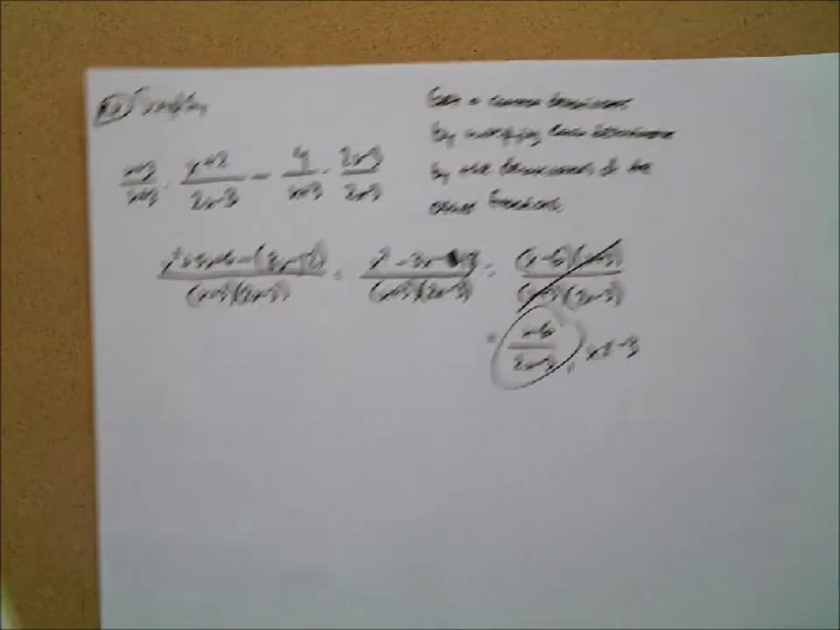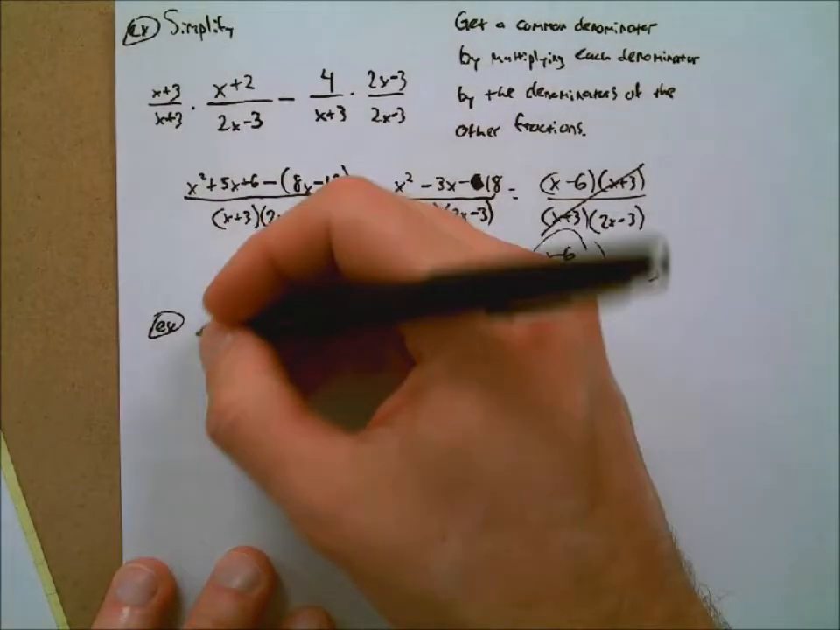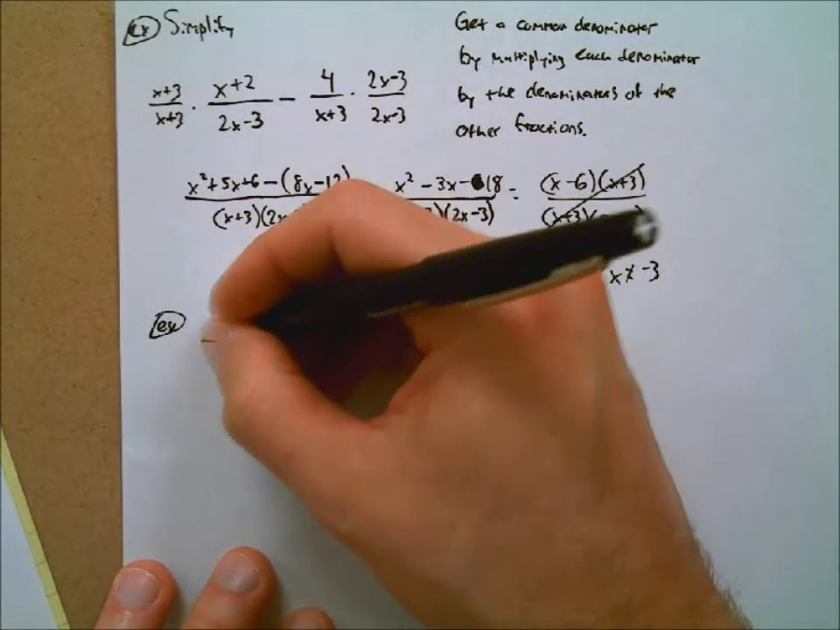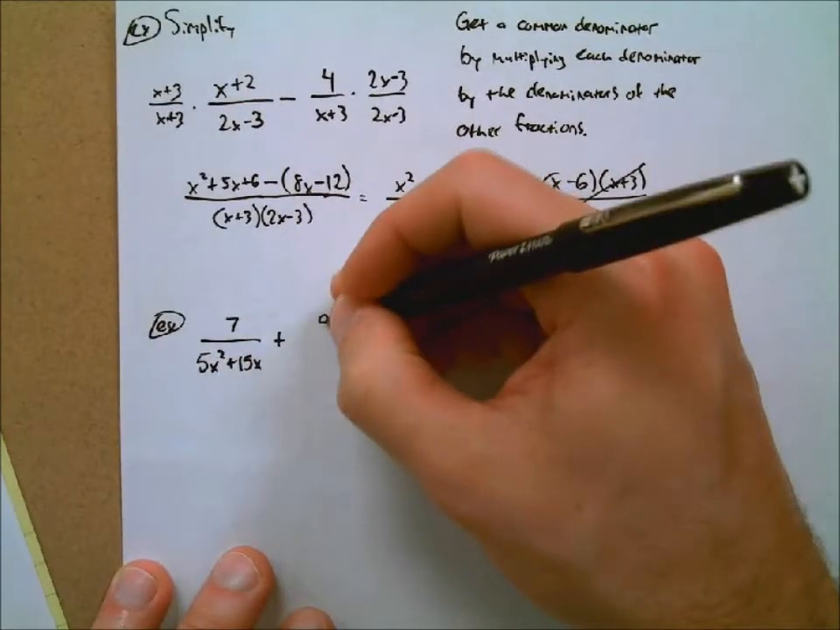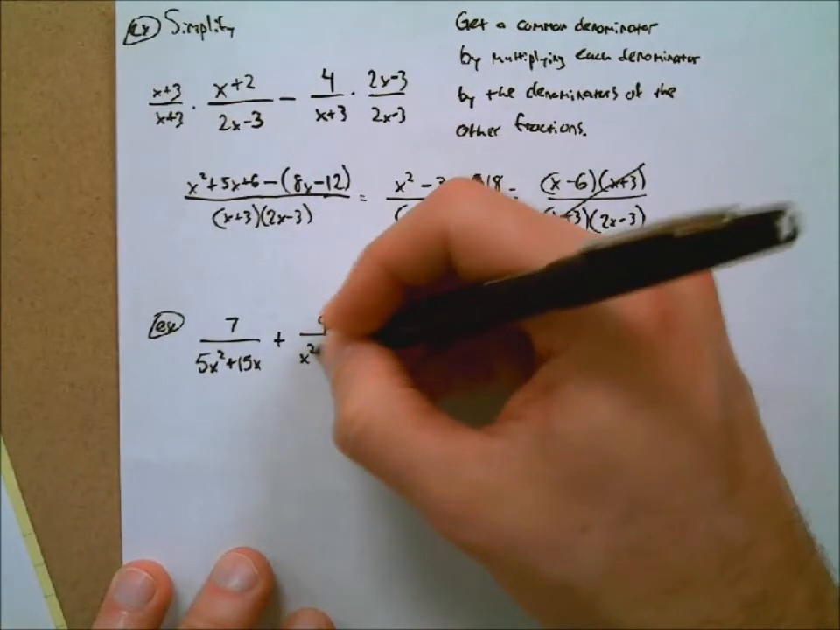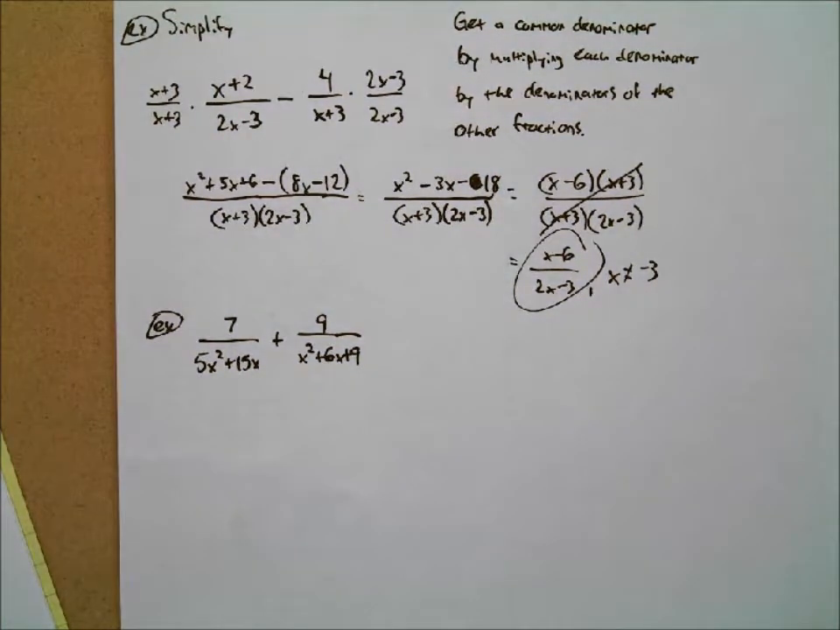Alrighty. Let me show you one more, and then I'll have you guys try one, and then we'll be done. Uno más from me. 7 over 5x squared plus 15x plus 9 over x squared plus 6x plus 9. It's 6x plus 9. x squared plus 6x plus 9.